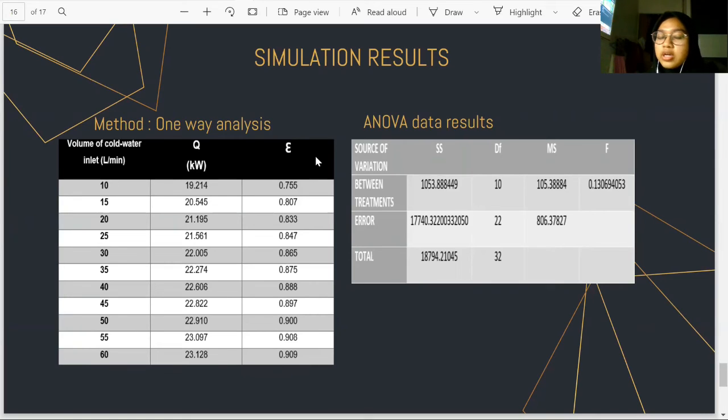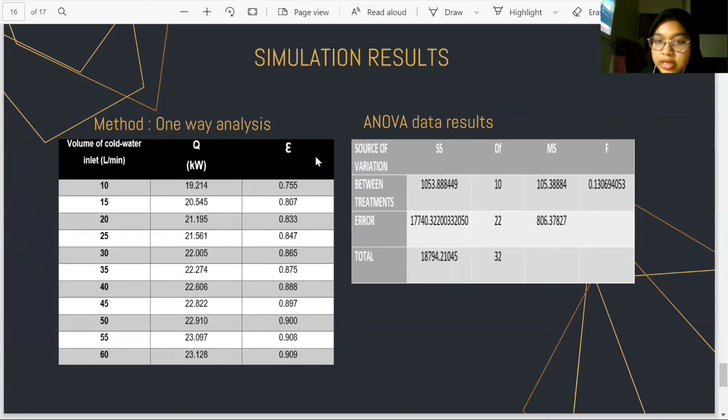I'm sorry that we didn't include our H null and H alternative here, but in our report we do include them. Our H null is mu1 equal to mu2 equal to mu3 until mu11, and for H A, which is H1, the means are not equal. And our alpha is 0.05, which is 95% confidence.